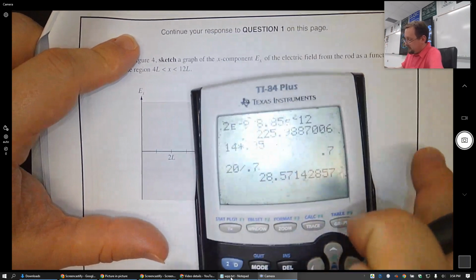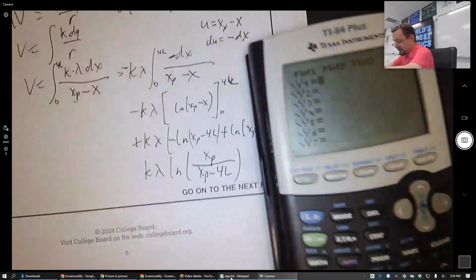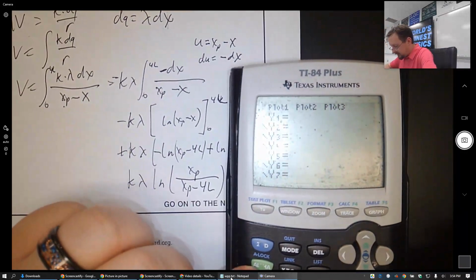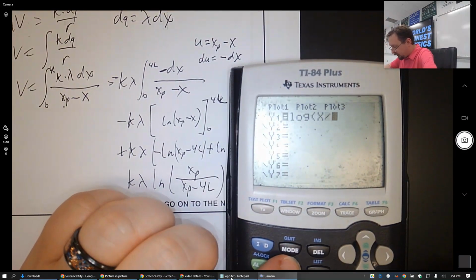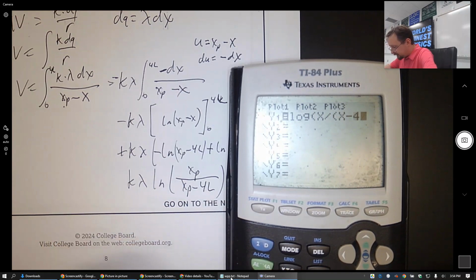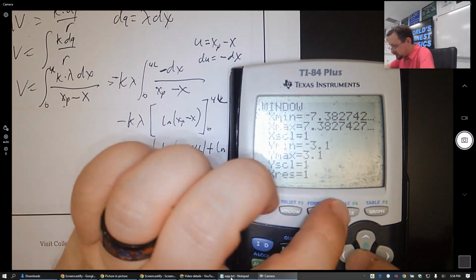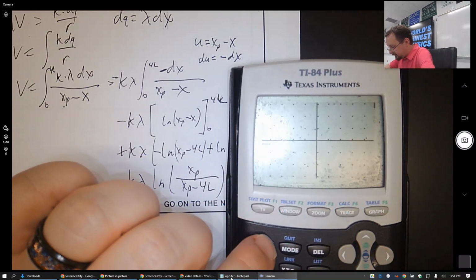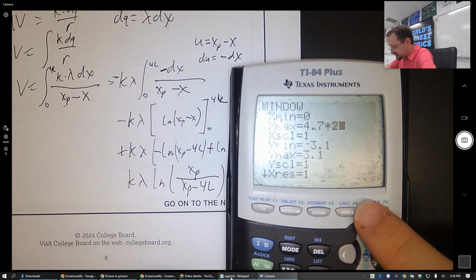So here's what I'm going to do. I'm going to just make up numbers for these things. So let's just do natural log of x over x minus 4. And we're going to set the table decimal, and we're going to go times 2. Okay.